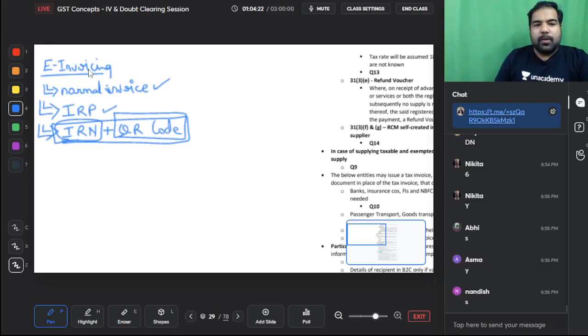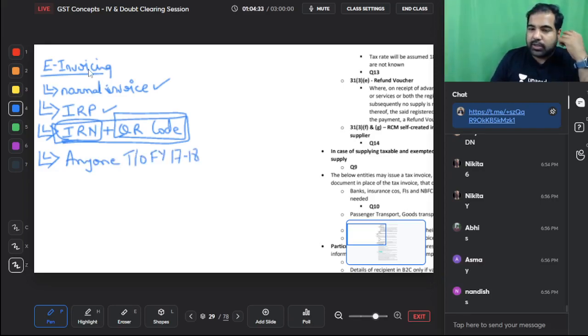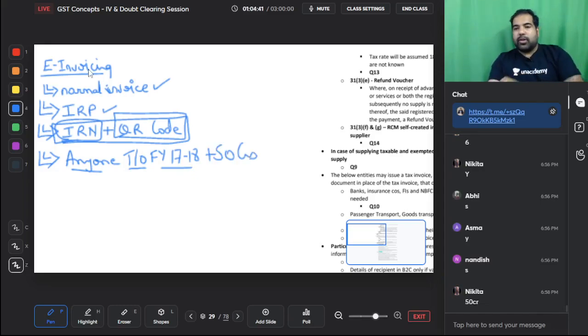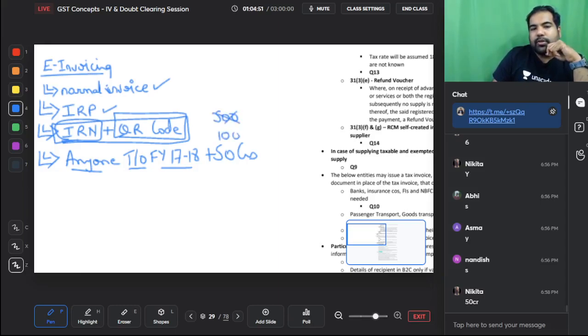Alright, now guys, who needs to generate e-invoice? Anyone whose turnover from the financial year 17-18, that means the start of GST, even in one of the years, has been more than 50 crores, then such people have to generate e-invoice. Yes, so not small people, only if in any of the years your turnover has been more than 50 crore. This limit earlier was 500 crore. They reduced it to 100 crore and now it's 50 crore.